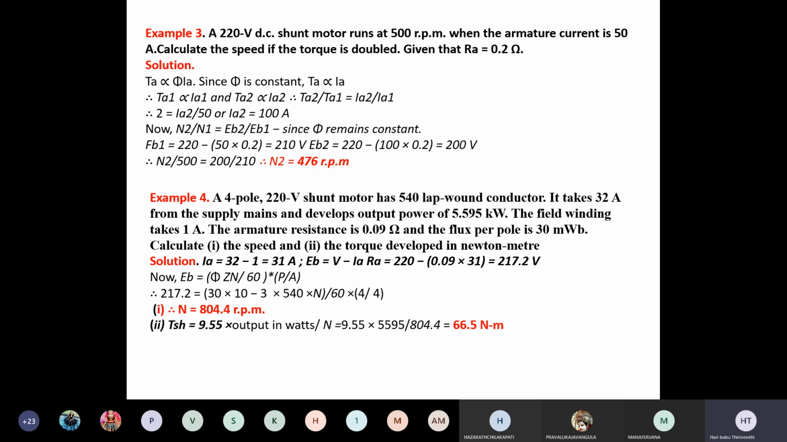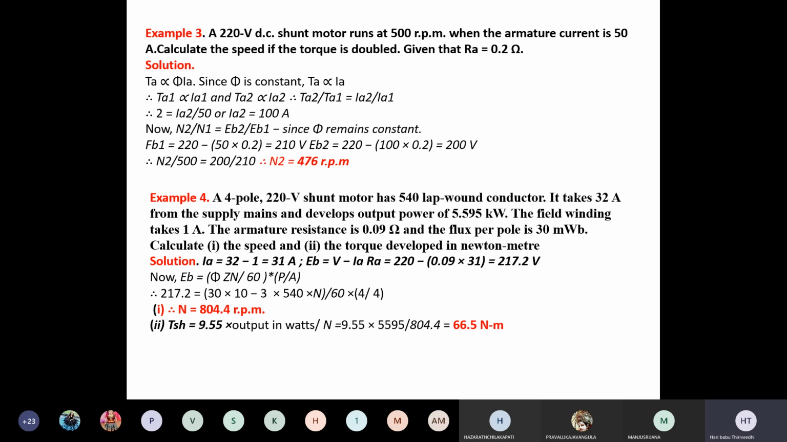Now determine the speed. We know that N is proportional to EB by phi, from the back EMF equation. This is a shunt motor, that's why flux is constant, therefore N is proportional to EB, that is N2 by N1 is equal to EB2 by EB1, right? We know the N1 value, that is 500 rpm, and we have to determine N2. For that we have to determine EB1 and EB2 values. We know the back EMF formula EB is equal to V minus IA RA.